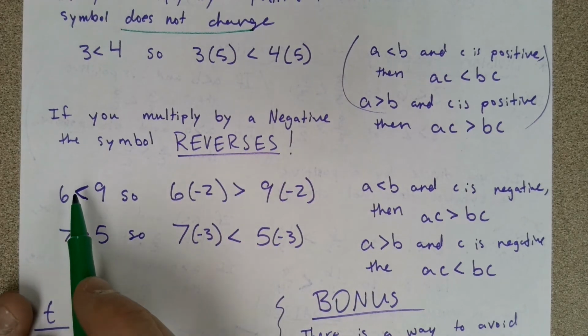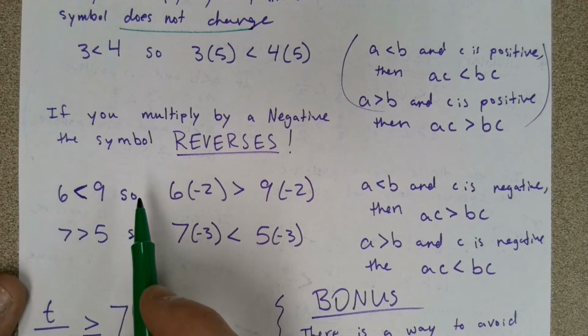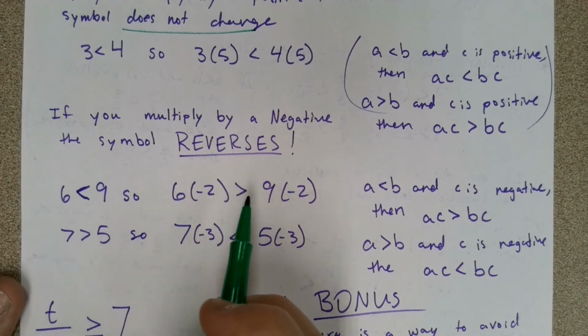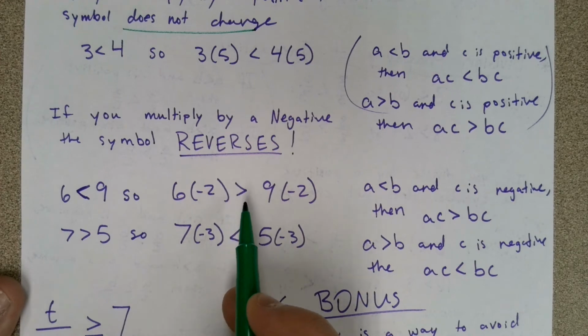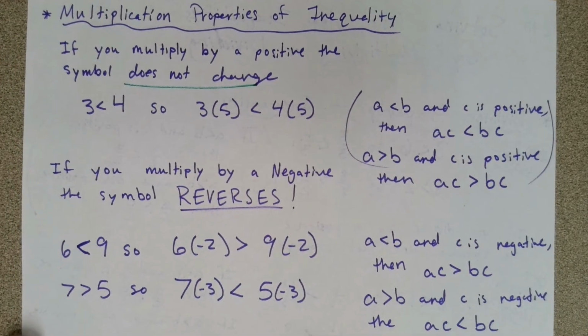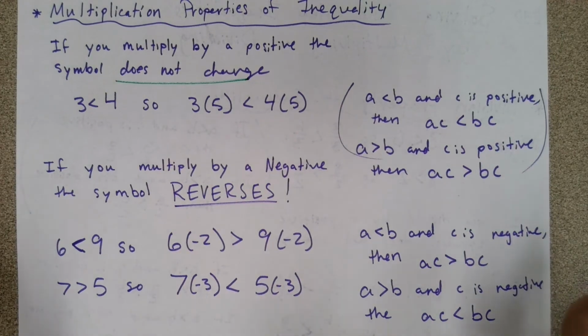So right here we have 6 is less than 9. So 6 times negative 2 is greater than 9 times negative 2. We reversed that symbol because we multiplied by a negative number. Good stuff to have in your notes right here. If you want to pause, you get all this down. Awesome things to have in your notes.